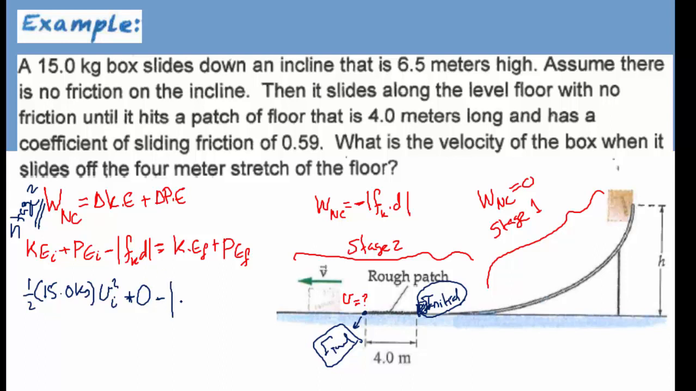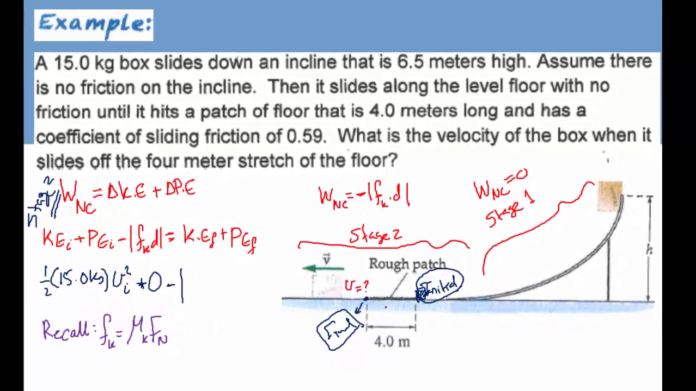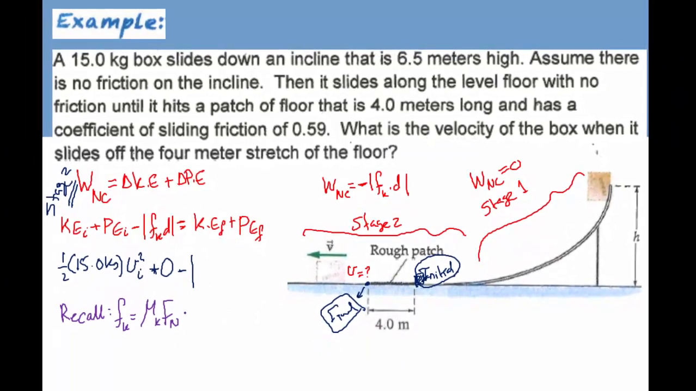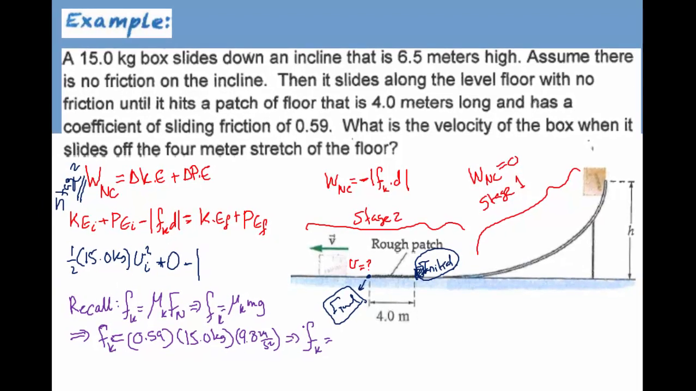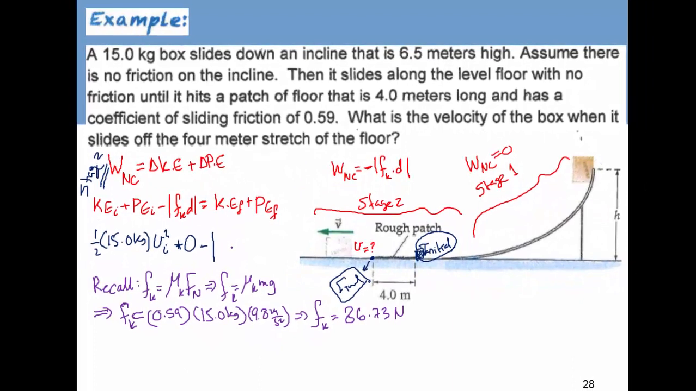And this one we can evaluate because we know friction is equal to the coefficient of friction. Let me write it here on the side. We recall the force of kinetic friction is equal to the coefficient of kinetic friction times the normal force. And in this case here, on the flat surface, the normal force will be equal to the weight. Hence, the force of friction is equal to 0.59 times the mass, which is 15 kilograms, times 9.8 meters per second squared, and this will yield 86.73 newtons.